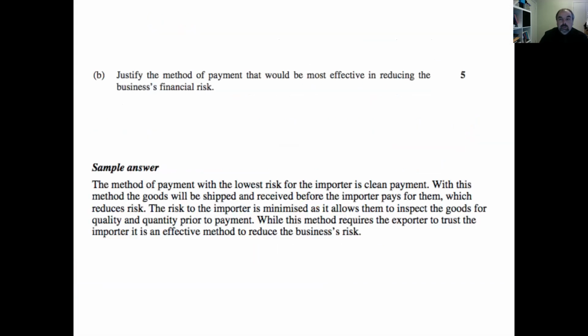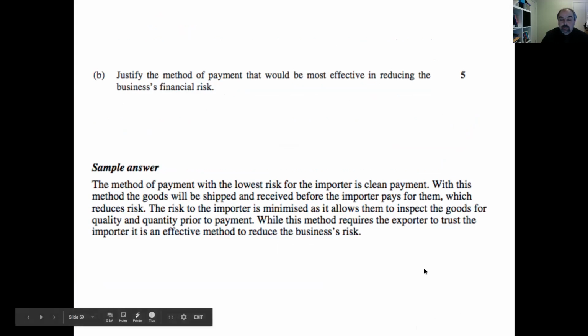All right, so our next question here is to justify the method of payment that would be most effective in reducing the business's financial risk. So I try to select different questions with different verbs just to show you how to tackle those questions. So this is a justify. So justify the method of payment. So when we're breaking down this particular question here, what we need to do obviously is to address the verb, which is to justify, but the content, the learn about is the method of payment that's most effective in reducing financial risk. And that's 5 marks.